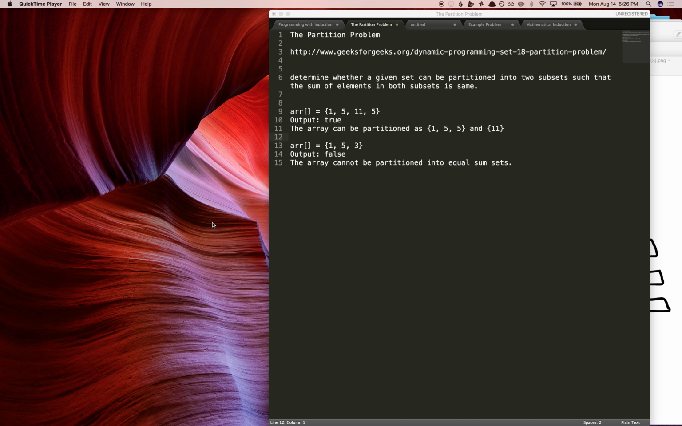We are working on the partition problem, and the partition problem wants you to determine if a given set can be partitioned into two subsets such that the sum of the elements in both subsets is the same. So as we can see in line 9, we're given a set and we want to see if we can partition it into two subsets such that the sum is the same. And as you can see in line 11, it can be partitioned into two sets, 1, 5, 5, and 11, and both of them have the same sum.